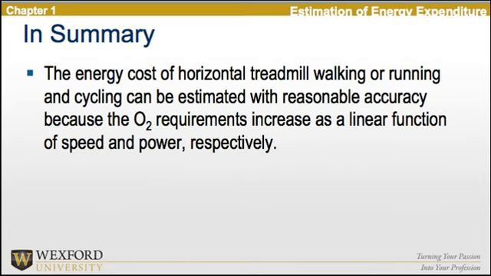So in summary, the energy cost of horizontal treadmill walking or running, or cycling for that matter, can be estimated with reasonable accuracy because the O2 requirements increase again as a linear function of speed and power respectively.